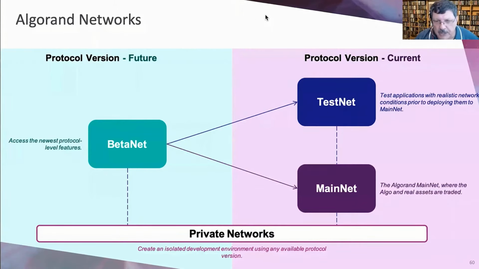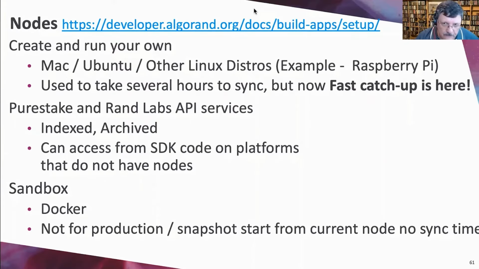So a private network is like a personal network. It resides on your machine. That's the best way I can describe that. And then nodes, you can build your own. You do it on Windows now too, as well as Linux, Ubuntu and Mac. And then also PureStake and Rand Labs have fully indexed, fully archived nodes that you can access from SDK code and on platforms that do not have nodes, like a mobile device, for example. If you wanted to invoke a call to the Algorand blockchain, you can do that by talking to one of these stand-up services. And then Sandbox is a Docker instance, not typically for production. It takes a snapshot from the current node and does a fast catch up, and there's no sync time.